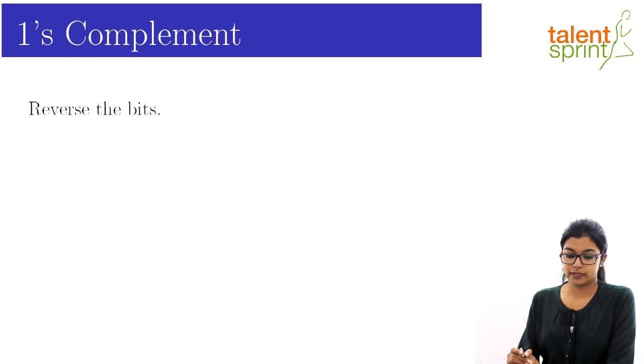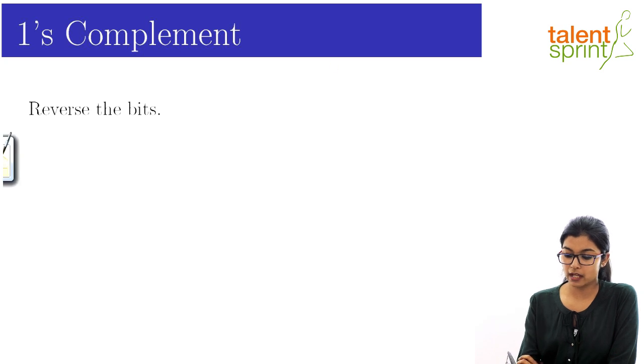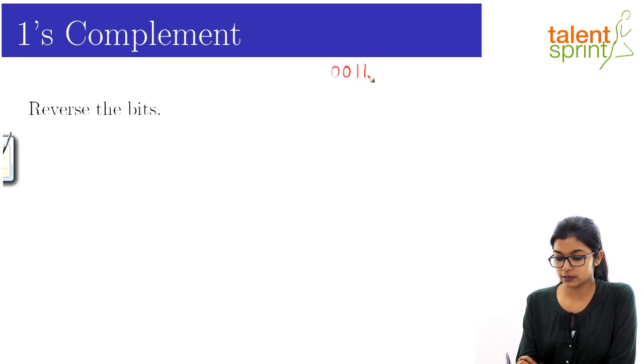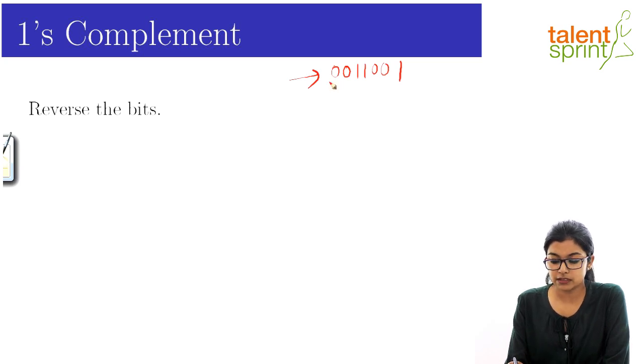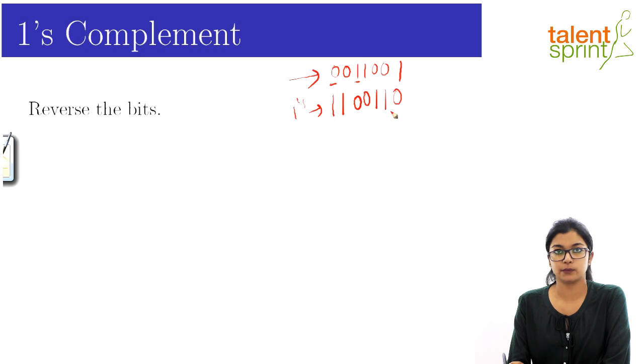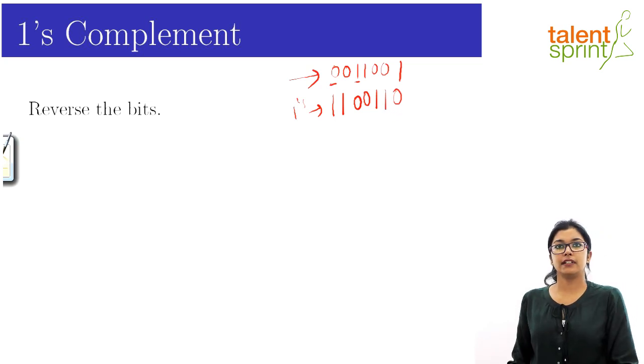So what does 1's complement do? How you get 1's complement is, let's say if you have these bits 0, 0, 1, 1, 0, 0, 1, alright, and you have been asked to find the 1's complement of this number. All you have to do is you have to reverse these digits. For example, wherever you see 0, you place 1, and wherever you see 1, you place 0. So the 1's complement of this number would be 1, 1, 0, 0, 1, 1, 0. Alright, fairly simple.